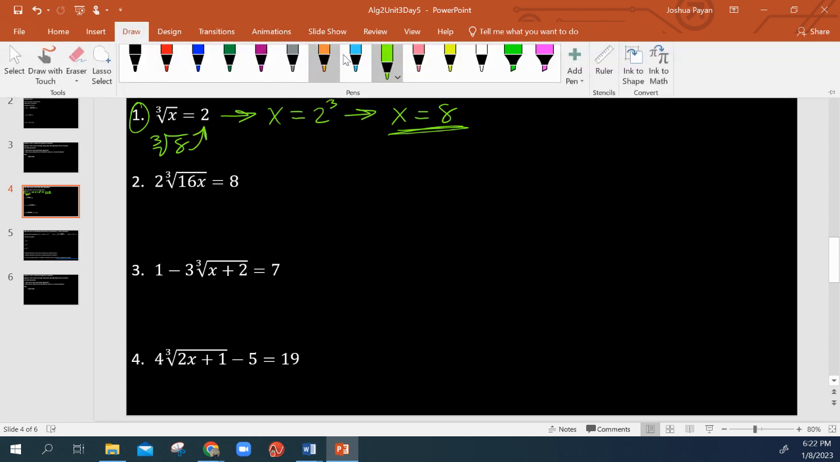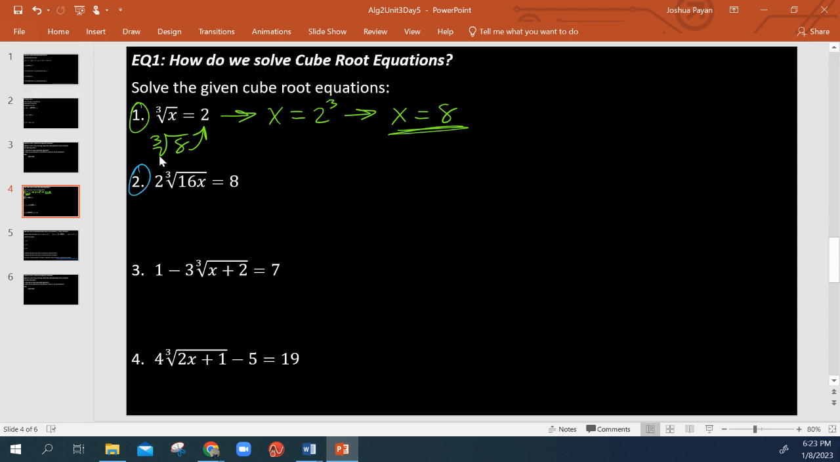Okay, so coming back. 2 times the cube root of 16x equals 8. So we want to get the cube root expression by itself, just like how we have been doing in the past. Get the radical expression or the absolute value expression by itself first. Then from there, we isolate further. So we're going to divide by 2 on both sides. So we now have the cube root of 16x is equal to 4.